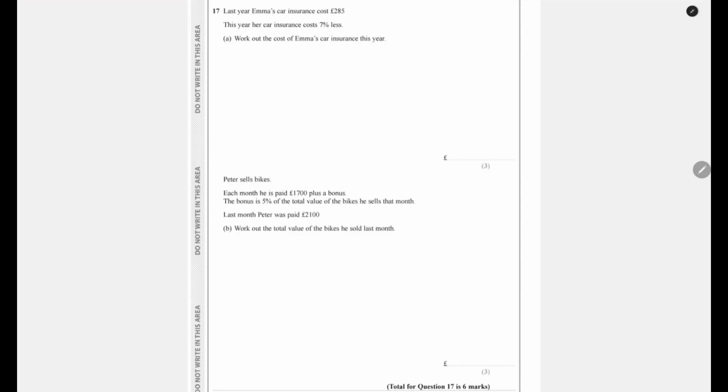Question 17 says, last year Emma's car insurance was £285. This year, her car insurance costs 7% less. Work out the cost of Emma's car insurance this year.